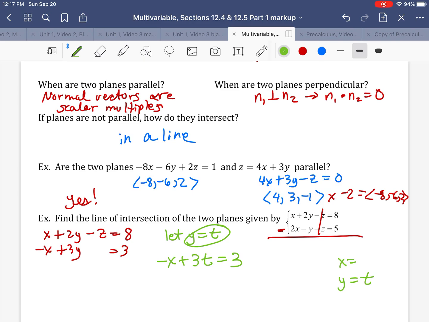All right, and so now let's solve this for x. So I'm going to move this x over to the other side. Then I have 3t minus 3. So there's the next parametric equation, 3t minus 3.